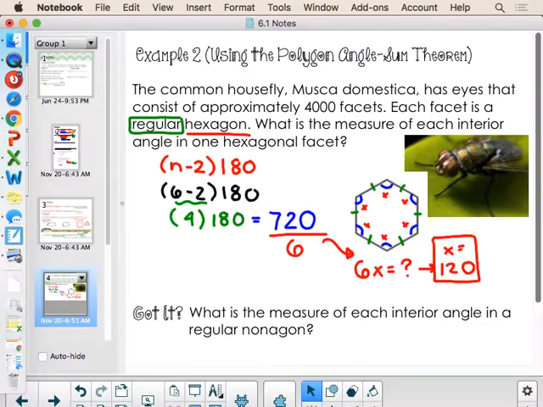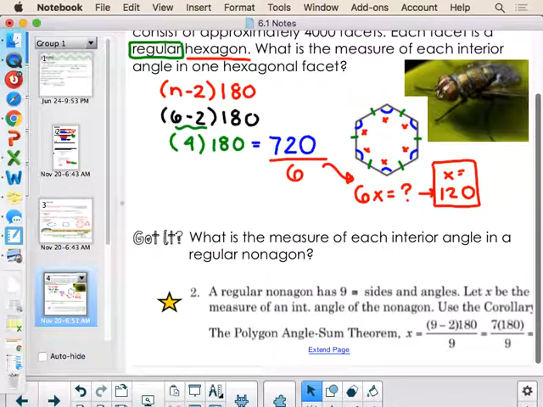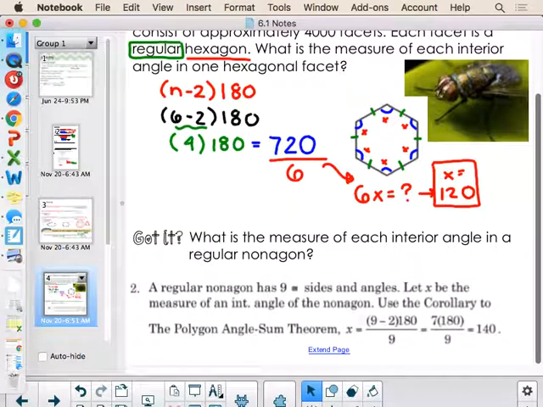All right, so now it is your turn. You're finding the measure of each interior angle in a regular nonagon. You've got to know what a nonagon is. All right, so hopefully you recognize that a nonagon is a 9-sided figure. Therefore, the measure of each of those angles is 120 degrees, okay?